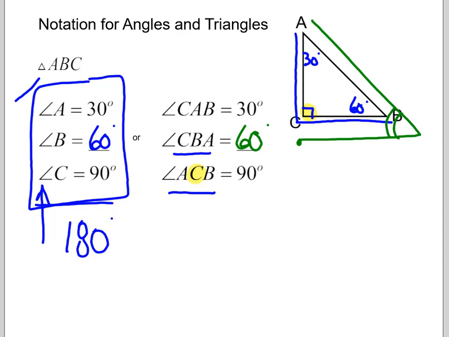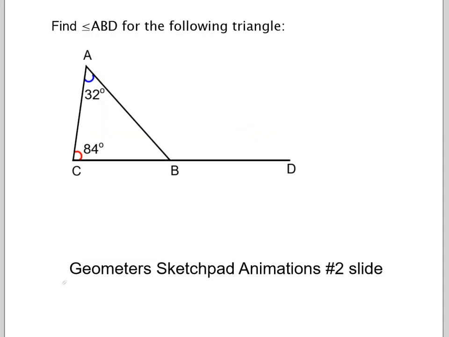Okay, so let's carry on. All right, so now find angle ABD for the following triangle. Now there's a couple ways to do this, and you're going to see a couple neat connections.